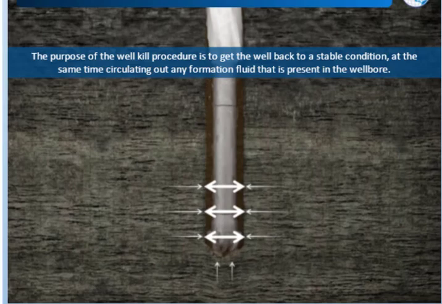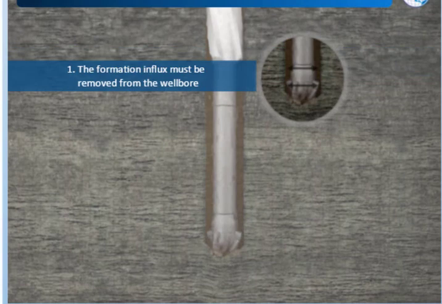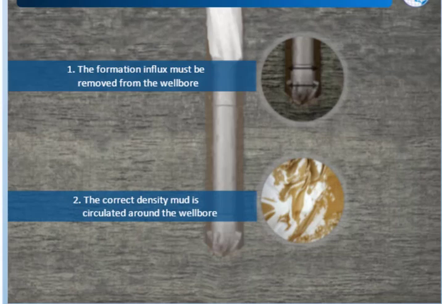Two things need to be achieved. 1. The formation influx must be removed from the wellbore. 2. The correct density mud is circulated around the wellbore. The two most common well kill methods are the driller's method, which is 2 circulations, and the weight and weight method, which is 1 circulation.